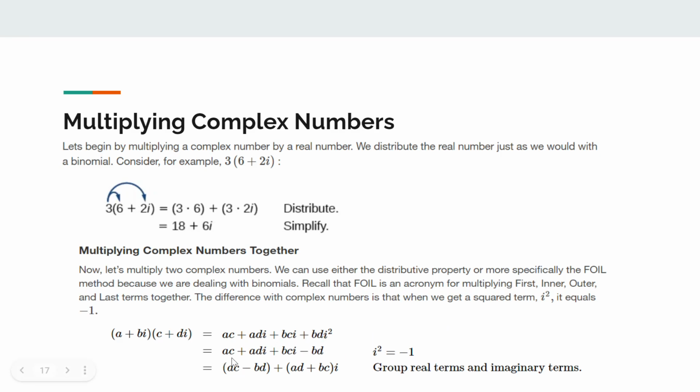And then we just regroup the whole thing. So we got ac minus bd, plus ad plus bc, whole thing times i. That's how we do the multiplying of two complex numbers.